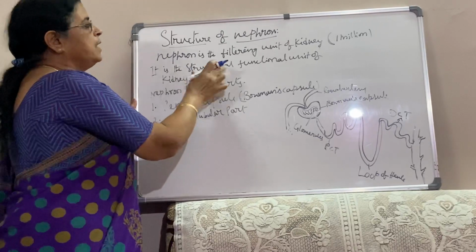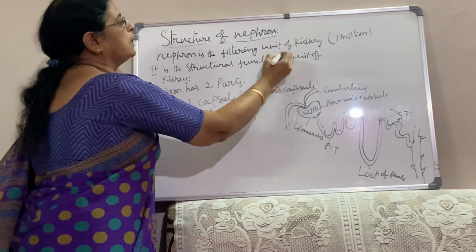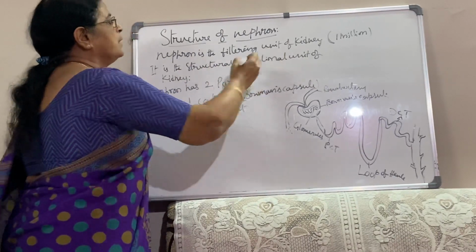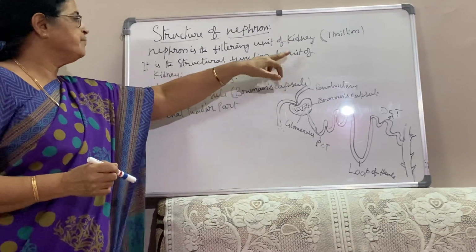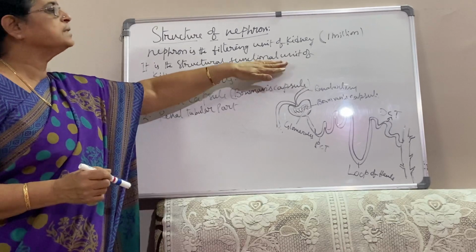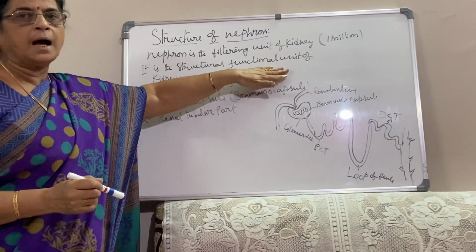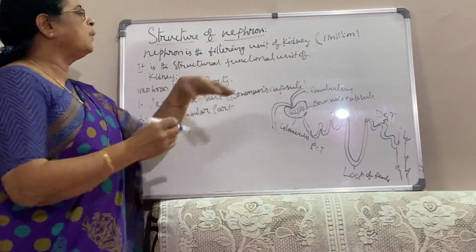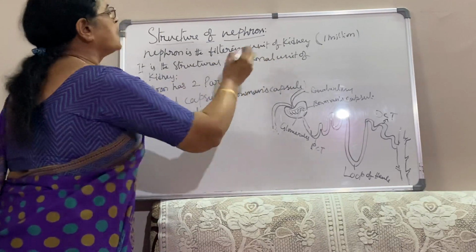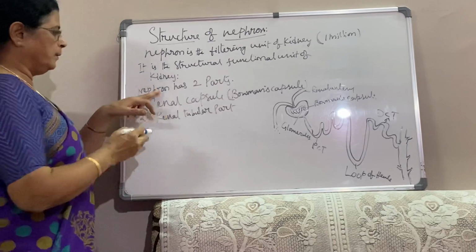The nephron is the structural and functional unit of the kidney because it filters the blood and removes the nitrogenous waste materials from the blood. Now, coming to the parts of the nephron.